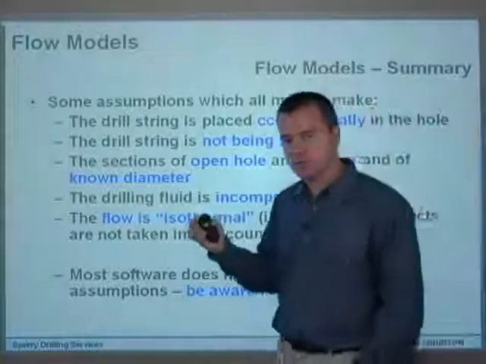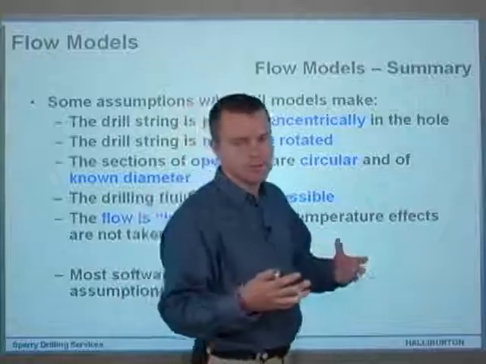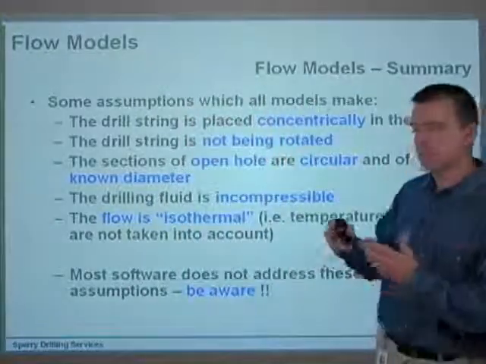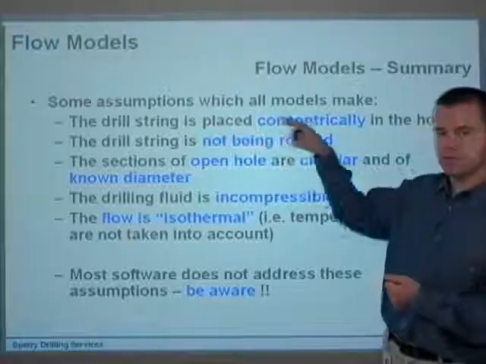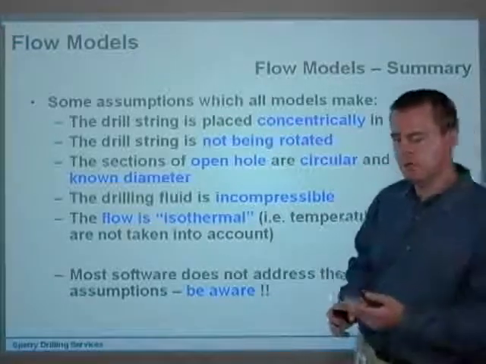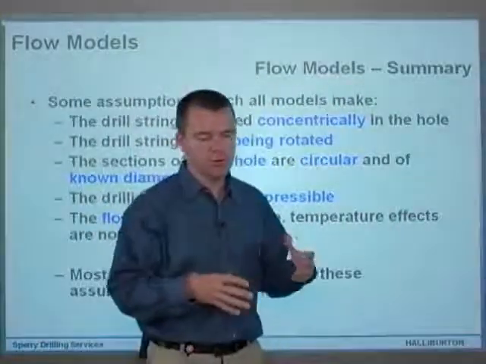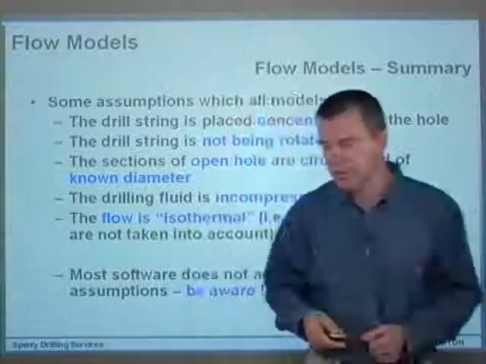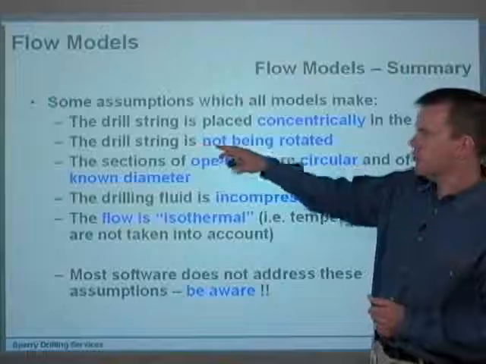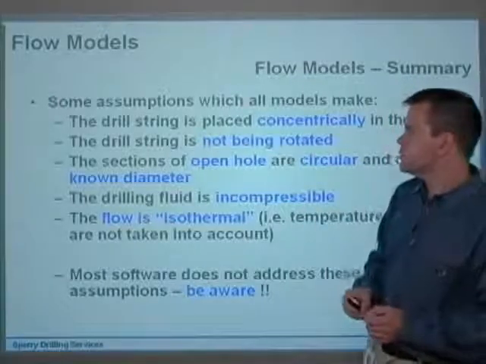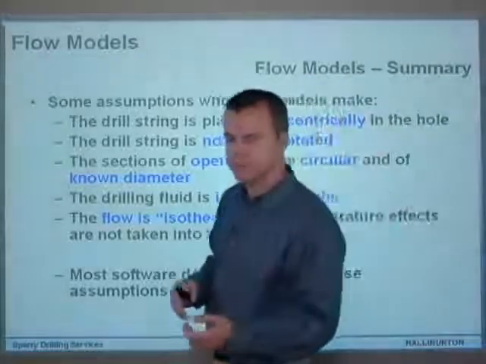Now, as you know, eccentricity changes the velocity profile in the annulus, and it also therefore changes the pressure and the flow behavior in that annulus. So it's making an assumption that you've got concentric pipe placement in the borehole. Therefore, all the models should really be overestimating the pressures when you use them to calculate pressure, regardless of which model it is that you're using. However, the drill string is not being rotated. That's the second assumption. It's not taking into any account the rotational speed of the drill string.